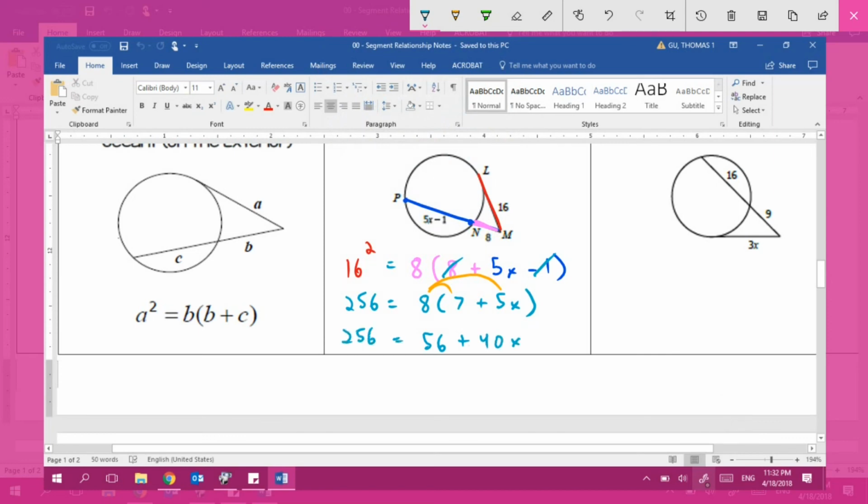So I'm going to subtract 56 from both sides. So that gets rid of that one. And that leaves me with 200 equals 40x. Now I want to get x alone, so I'm going to divide both sides by 40. Goodbye, 40. And that leaves me with 5 equals x.